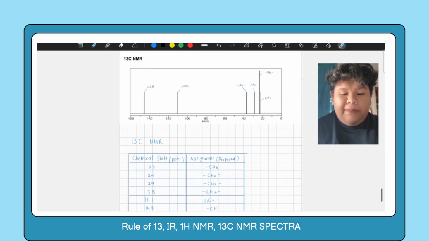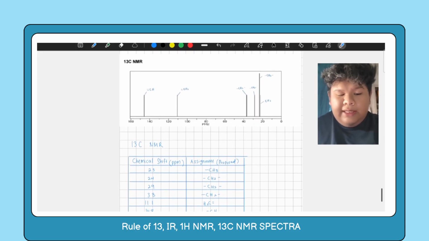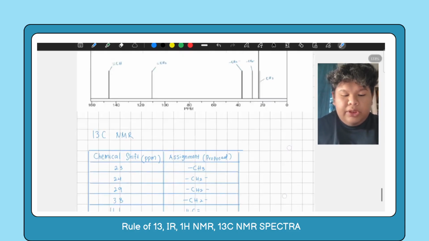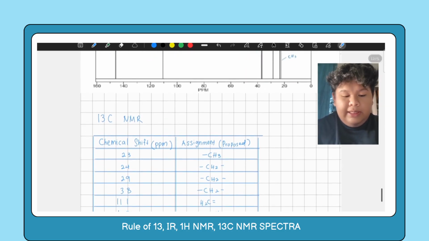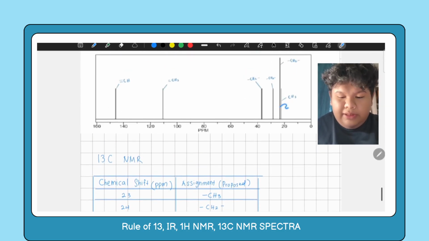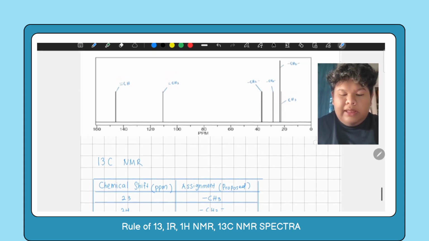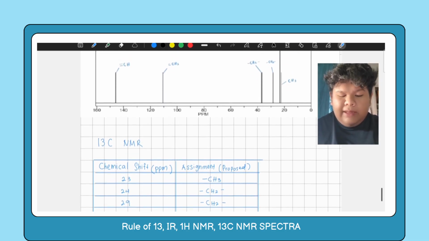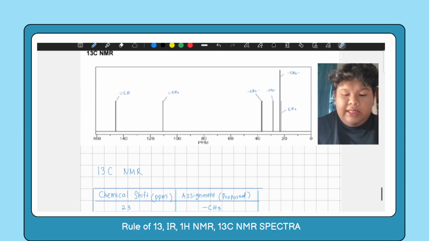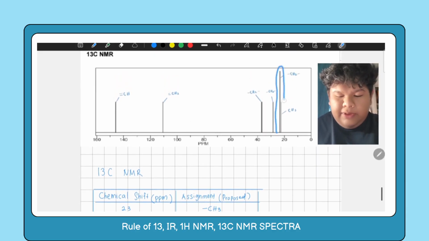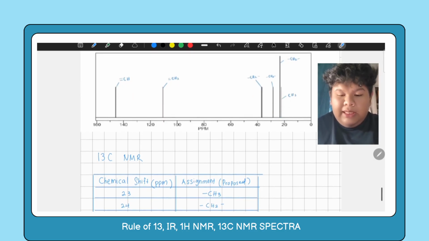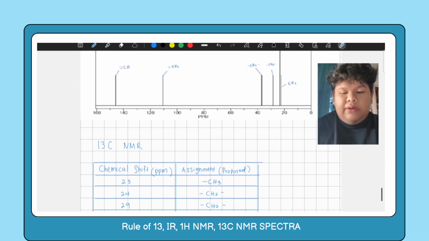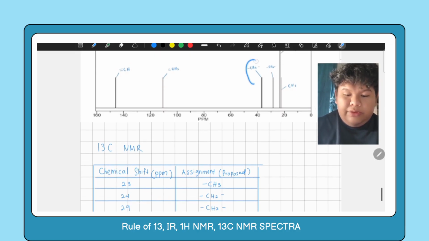And let's see from my part, the 13C NMR. At 23 ppm, this small one is the carbon for the CH3 peak. This higher one at 24 ppm is a CH2 peak, and also at 29 is a CH2 peak, and at 38 is also a CH2 peak.